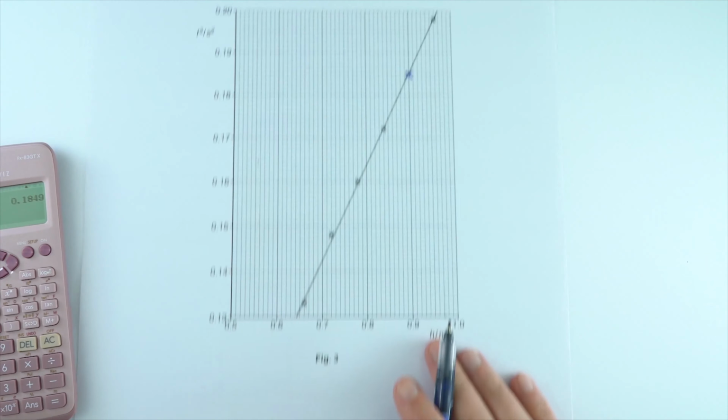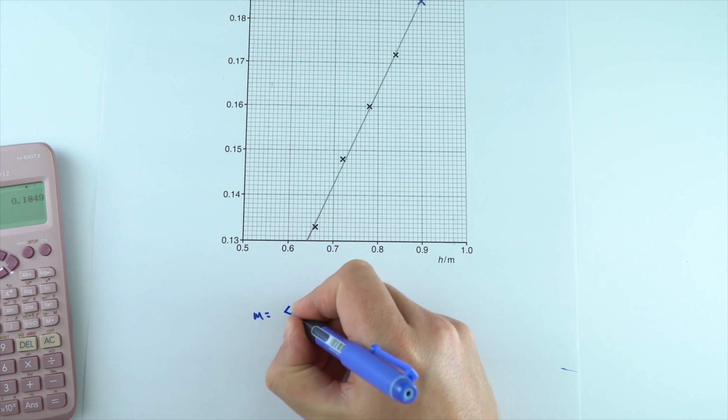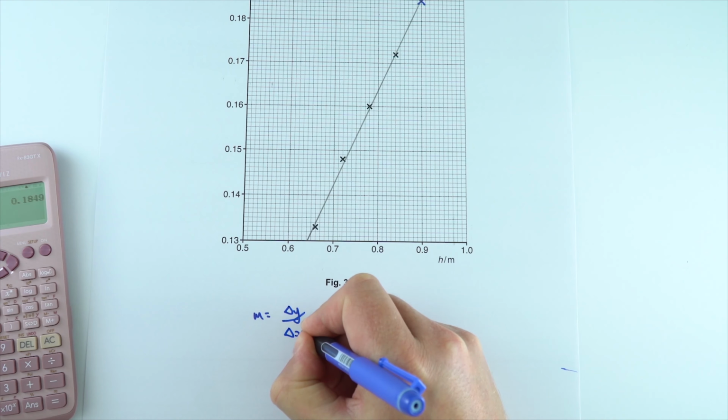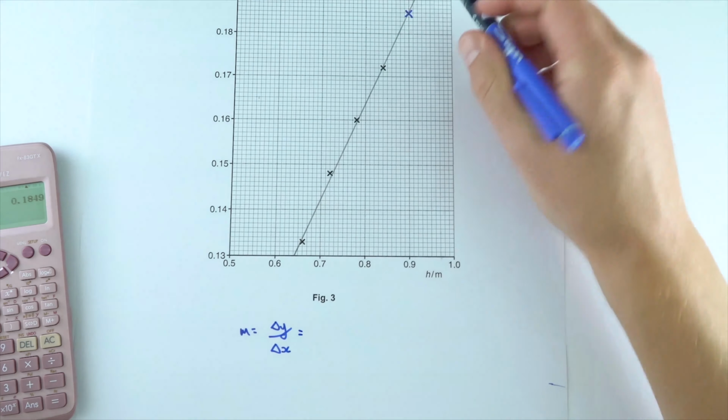Now when it comes to determining the gradient, it is going to be equal to the change in y divided by the change in x, and I'm going to make sure that I take points on the line.